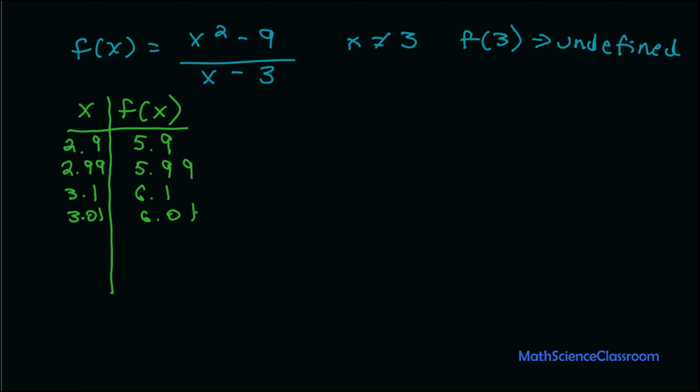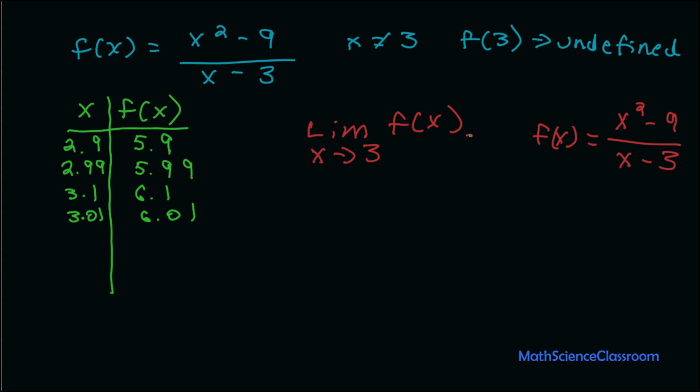So we notice that as we move closer to x equals 3, f of x is closer and closer to the value of 6. So what we will write is the limit of f of x, where f of x equals x squared minus 9 over x minus 3. The limit of f of x as x approaches 3 equals, notice in all of these cases we're moving towards 6, so it equals 6. So very good. That is the introduction to limits.